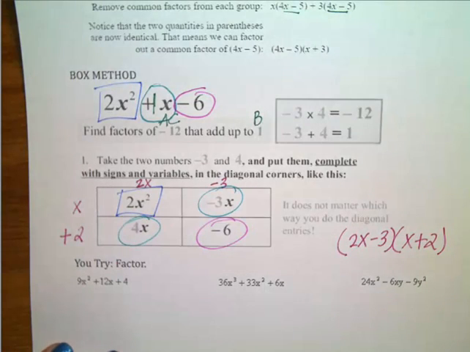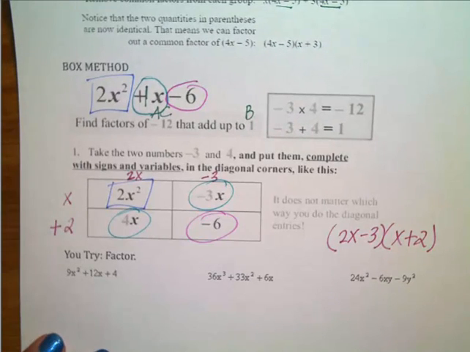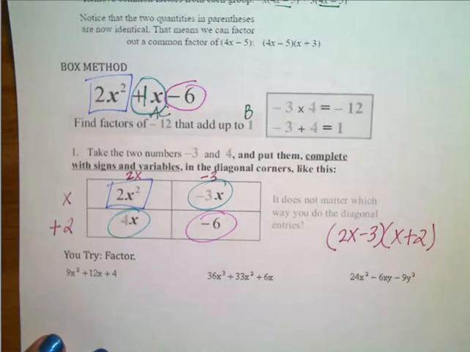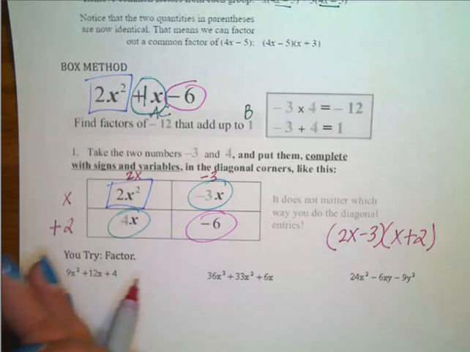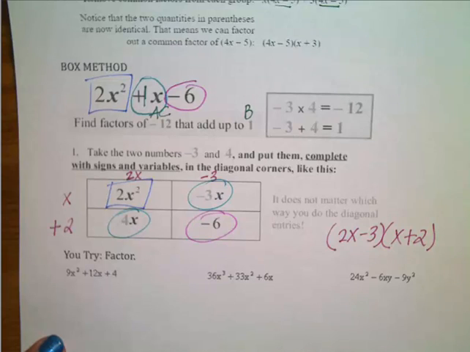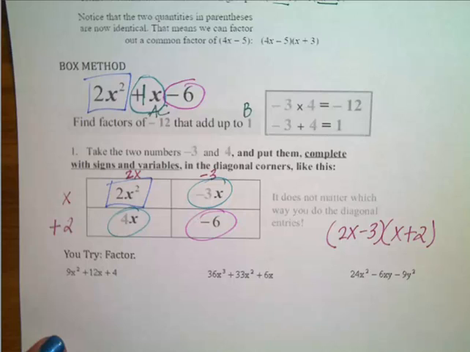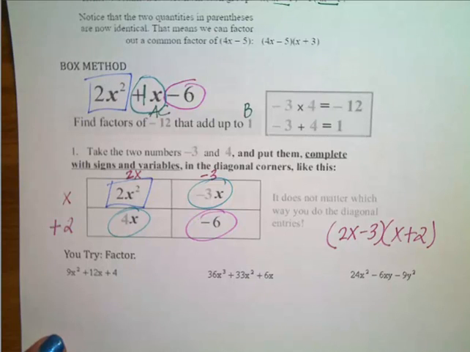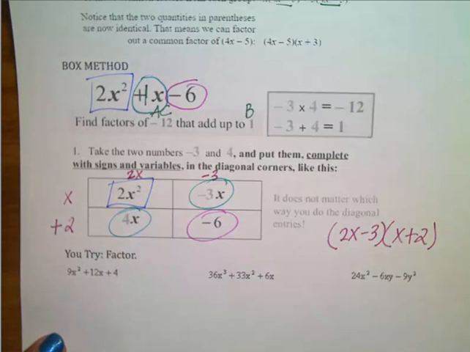So go ahead, pause the video, decide which method you want to use. I am going to do the first example using grouping, the second example using box method. Please do not forget, you must always take out the greatest common factor first before you can use any other method. Okay? All right.